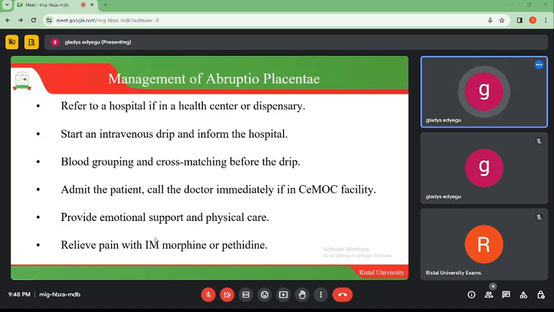Admit the patient, call the doctor immediately if in the CEmOC facility, meaning that the mother has now come to the facility where there is a theater, there is a doctor, there is an anesthetist, there are blood transfusion services. So when you admit this patient, inform the doctor immediately as soon as you get this mother.